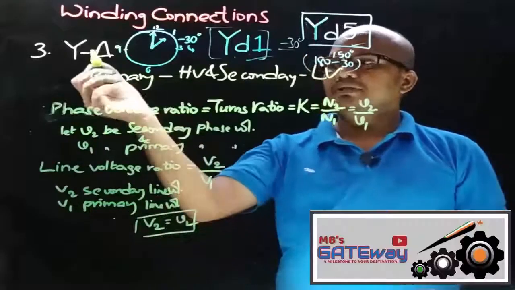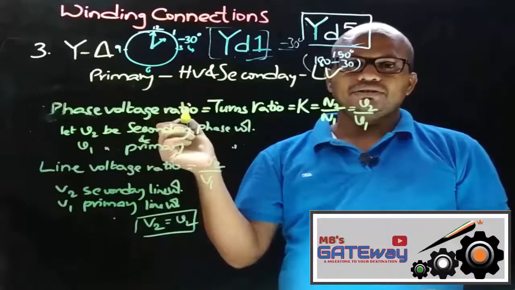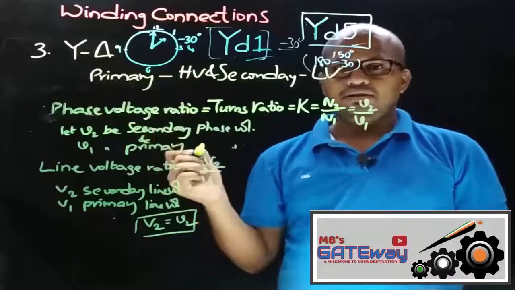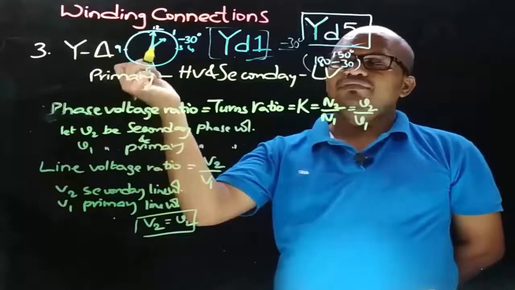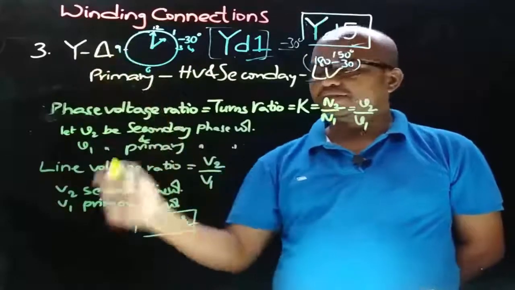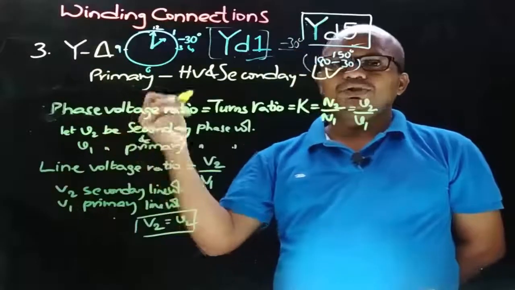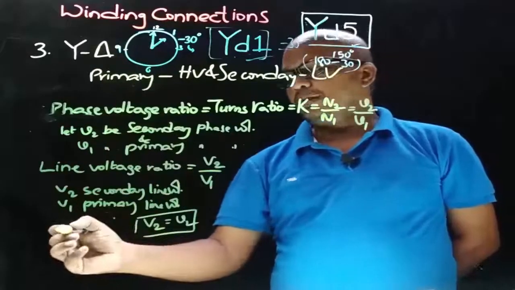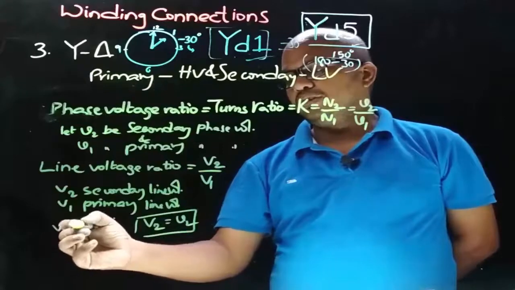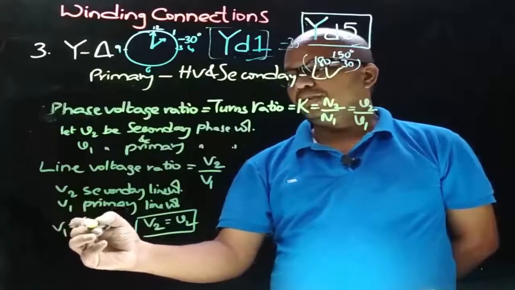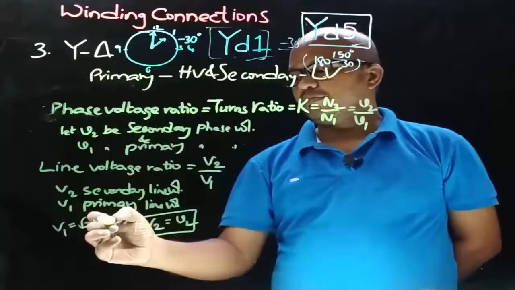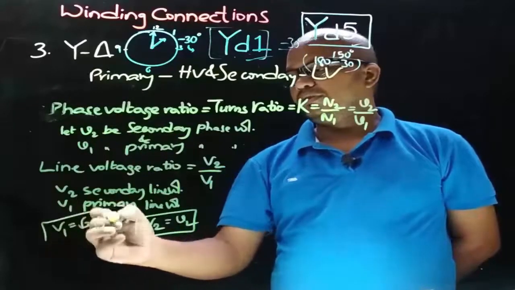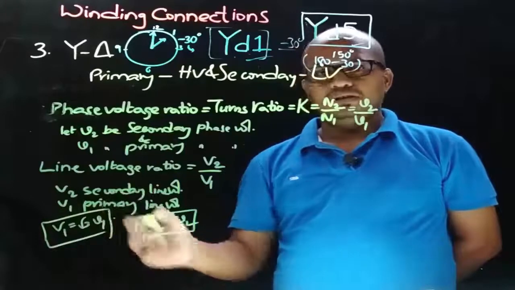And now observe the primary side connection. Okay, primary side connection is star. So the relation between the line voltage and phase voltage for star connection is that line voltage is equal to √3 times phase voltage. So primary side line voltage we took V1, which is equal to √3 times phase voltage. Primary side phase voltage is small v1. Therefore, this is the other relation.